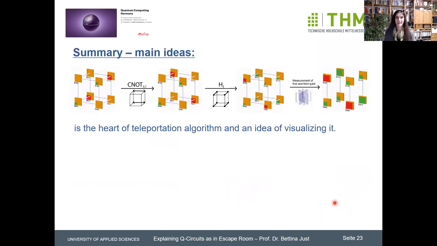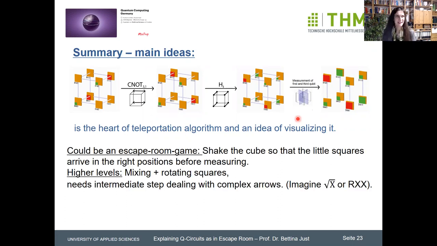Summary. What were the main ideas of the talk? The main idea of the talk was that this sequence here is the heart of teleportation. This is the heart of teleportation, but also the message is that teleportation can be visualized in that way. It could be in an escape room game: shake the cube so that these tiny little squares arrive in the right position before measuring. When measuring, the right result comes out.